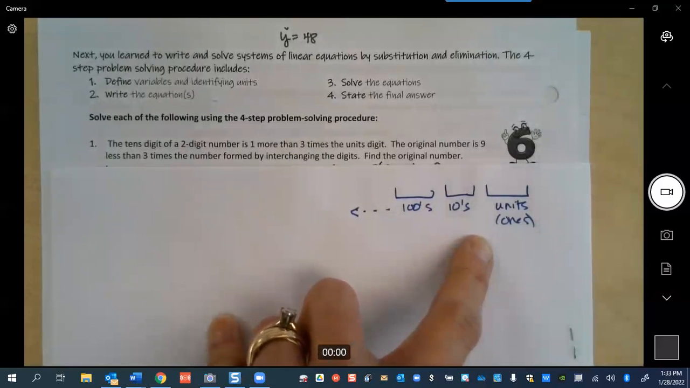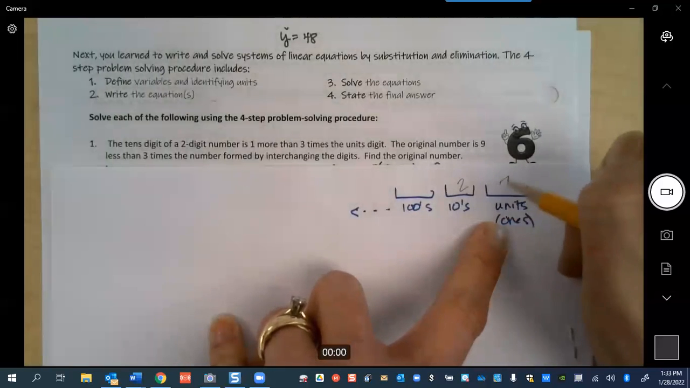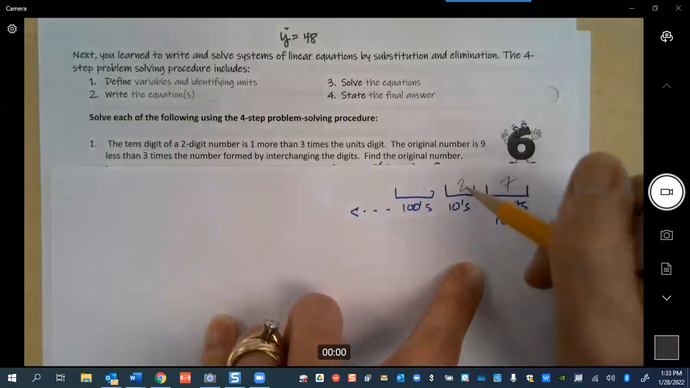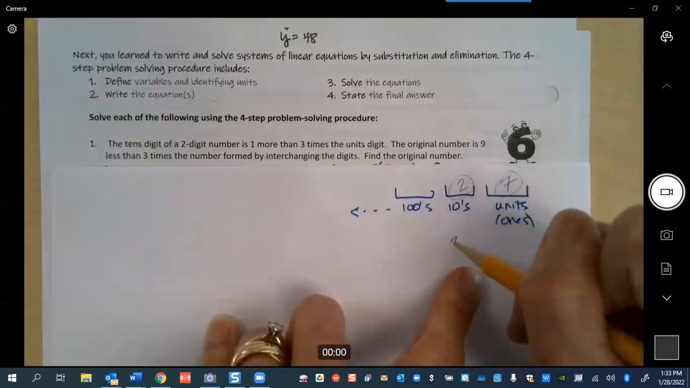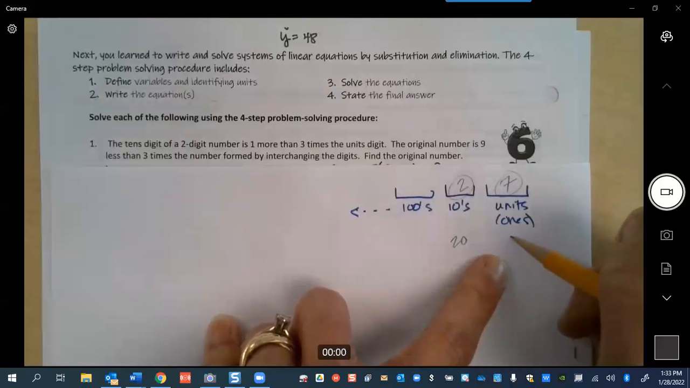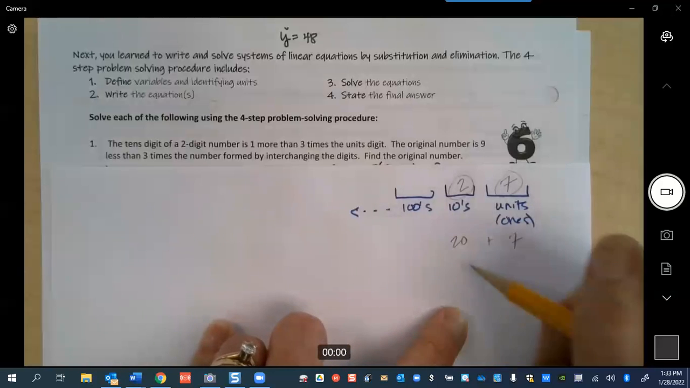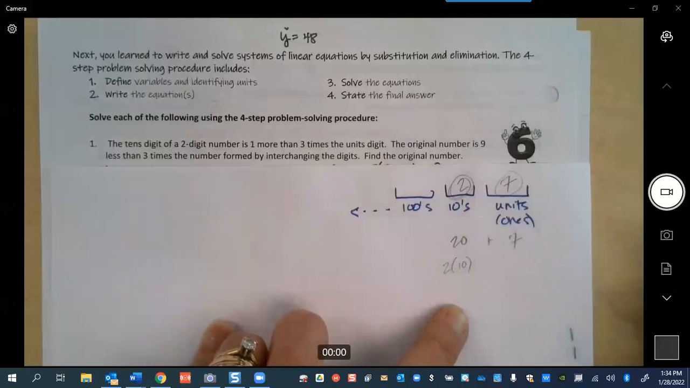Somebody give me a 2-digit number, make it up quick. 27. So if 27 is my 2-digit number, 2 and 7 are the digits. But the value of this number, this is actually worth 20 and this is worth 7. That's how you get 27. So this digit is actually multiplied by what it represents. I have 2 sets of tens.